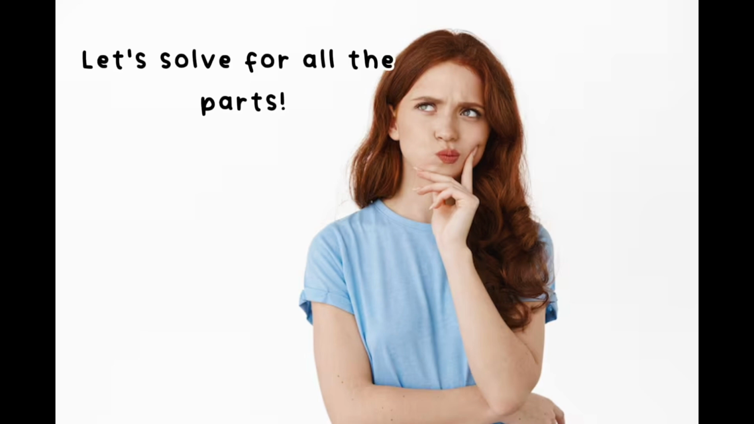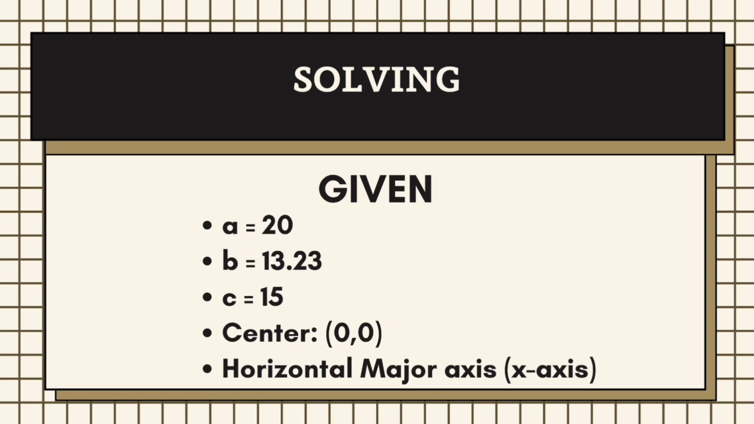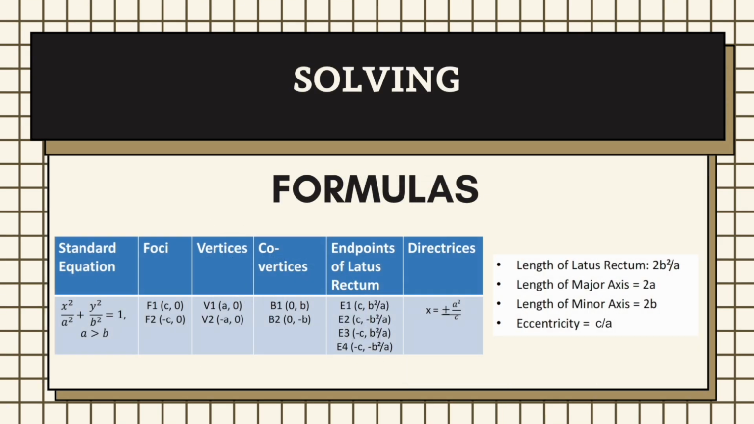All this solving has got me thinking, why don't we solve for all the parts of this elliptical room? So here's what we already know. A is equal to 20, and B is equal to 13.23, C is equal to 15, and center is at 0, 0, or at the origin, and the major axis is horizontal, which means that the major axis is the x-axis. Since our major axis is the x-axis, this is the set of formulas we'll be following.